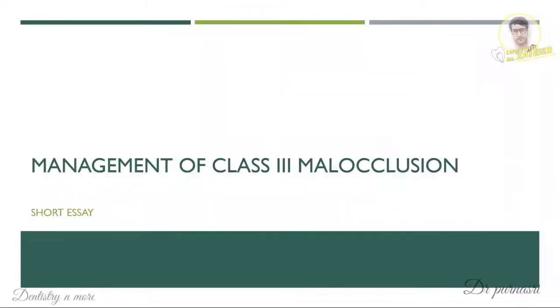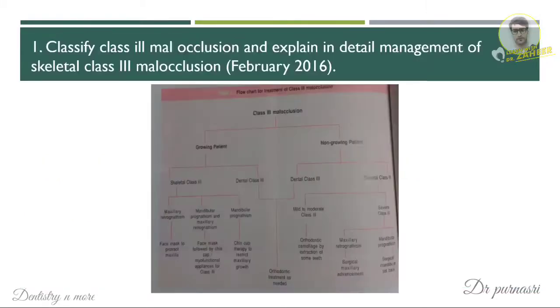From management of class 3 malocclusion, short essays have previously been asked: classify class 3 malocclusion and explain in detail management of class 3 malocclusion. I've picked up this flowchart from Balaji. You can write this. The class 3 malocclusion patient can be growing or non-growing, and under these categories it can be skeletal or dental. Based on whether it is skeletal, dental, growing or non-growing, there are different treatment modalities. You have to explain all of these in this answer.